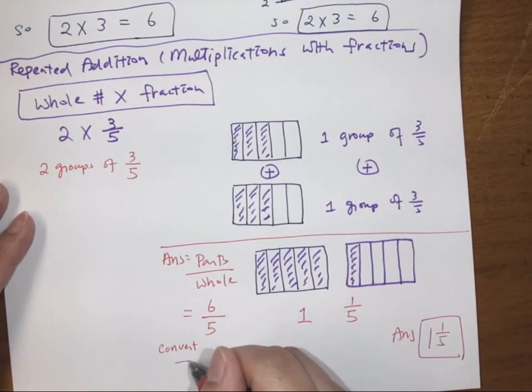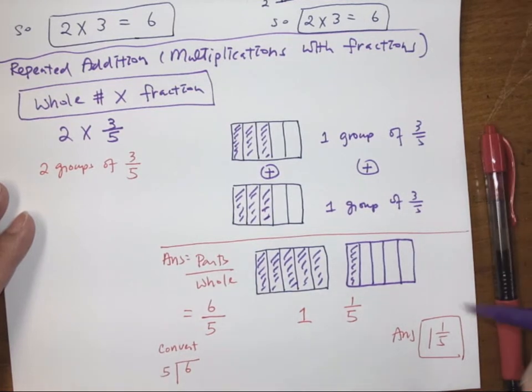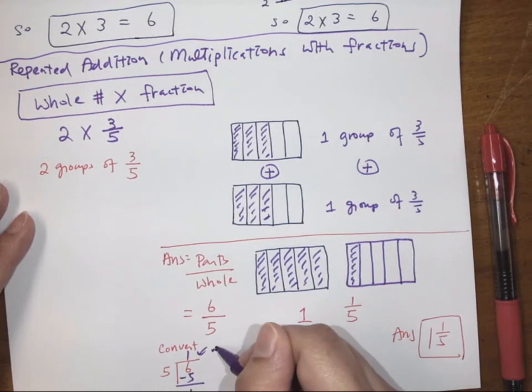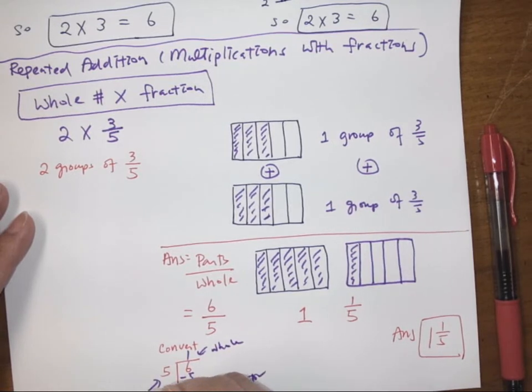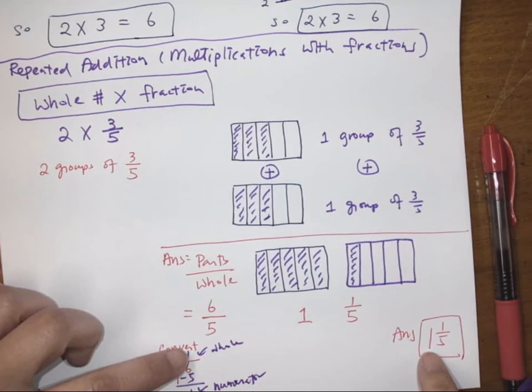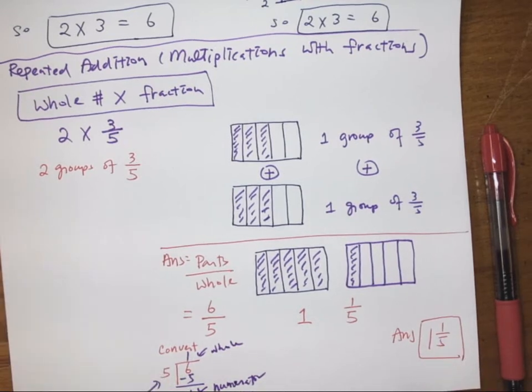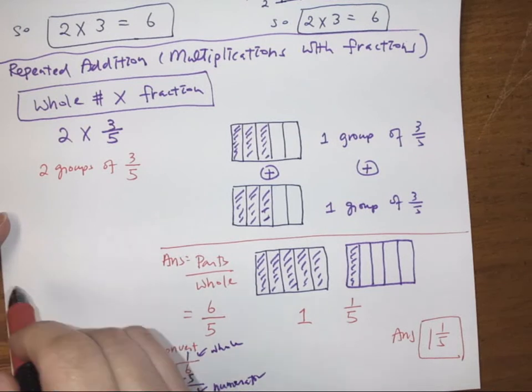So 6 is your dividend, 5 is your divisor. 5 goes into 6 one time, so it's 1. This is your whole number. This is the numerator. This is your denominator. So again, the answer would be 1 whole, 1 out of 5. And it would be a good idea to check it.